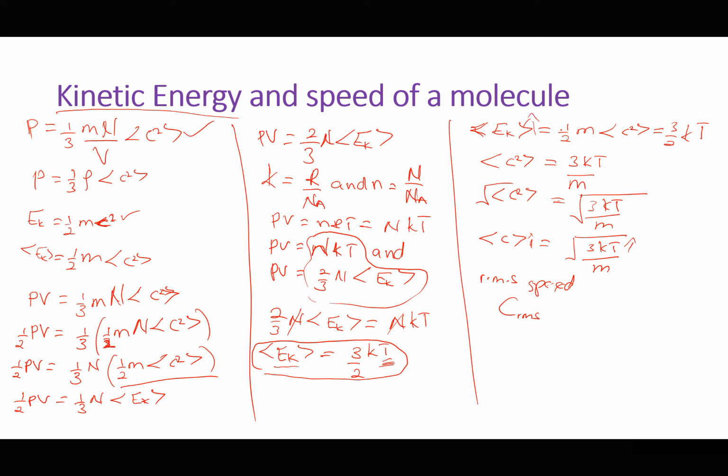That's number one. Number two, extremely massive particles or extremely massive molecules will have a smaller speed, therefore they have a smaller kinetic energy. Extremely massive molecules have a smaller speed because we can see that the speed is inversely proportional to the mass.